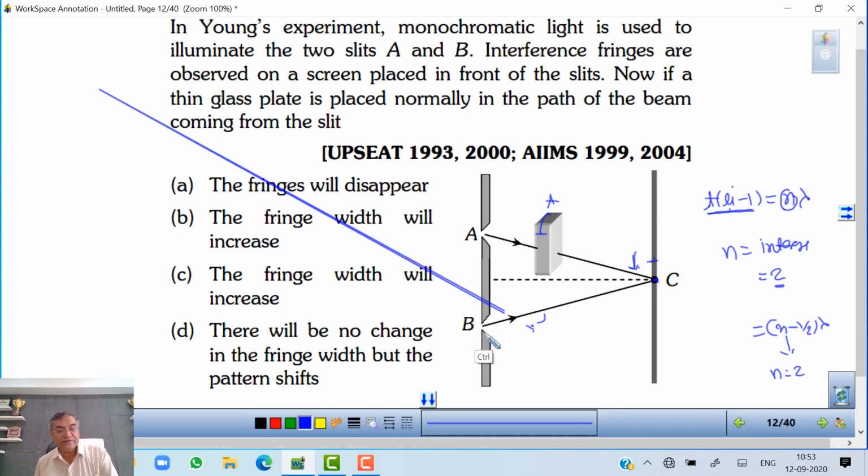One more thing: if I am putting one more sheet here also, I already discussed this in the live lecture, you may remember, but let me mention it again. So this is for t1 and mu1, and for the second one it is t2 (mu2 minus 1), and the total path difference is the subtraction of the two. Subtract the smaller from the larger, and that is the net path difference. And then you can say whether your point C is shifting or not. So if C shifts, everything shifts.